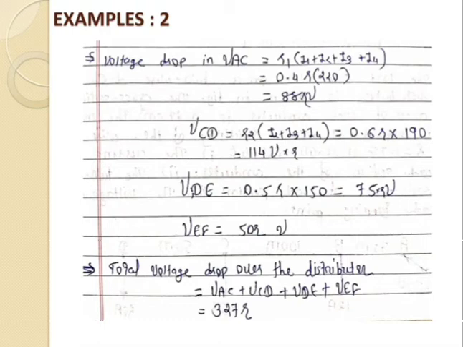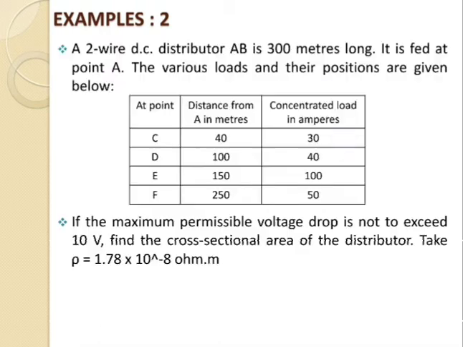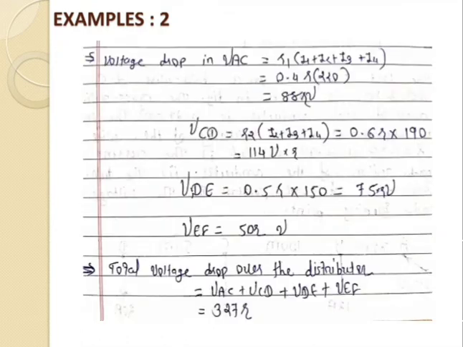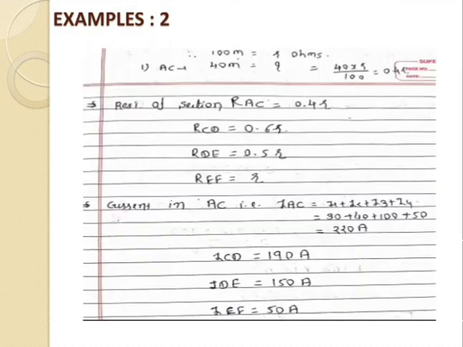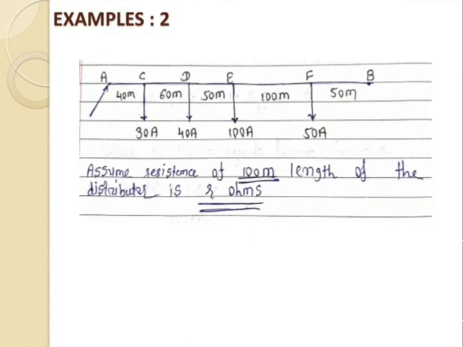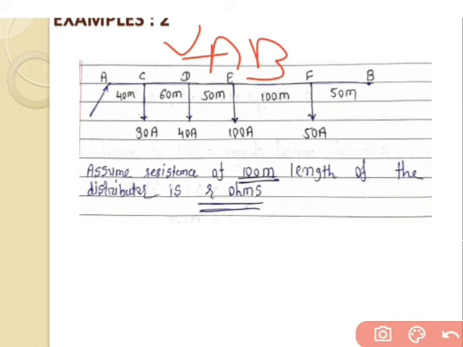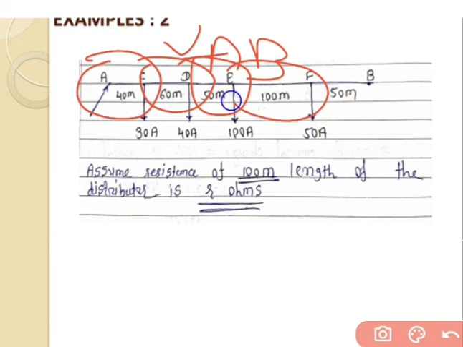There is one statement given inside the problem: the maximum permissible voltage drop should not exceed 10 volt. Based on that we can apply one more equation. The total voltage drop across the DC distributor is given by VAB, that is equal to VAC plus VCD plus VDE plus VEF.